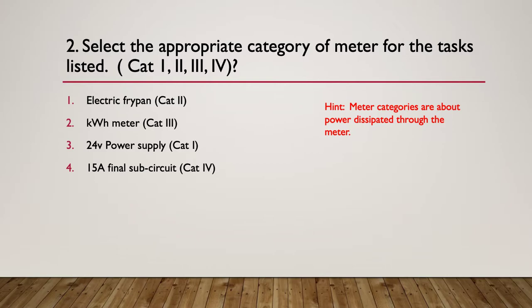24 volt power supply, it's extra low voltage. So if it was 24 volts at say 5 or 6 amps, you certainly wouldn't get above 1000 watts, so low power. Finally, 15 amp final sub-circuit. So 15 amps on a final sub-circuit would create 3 or 4 kilowatts, and again, you'd need a category 4 meter to be well protected from testing a final sub-circuit.